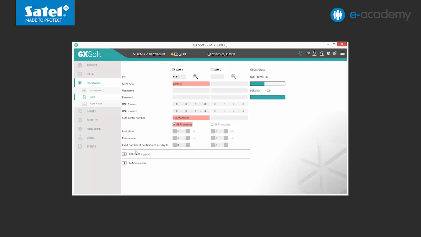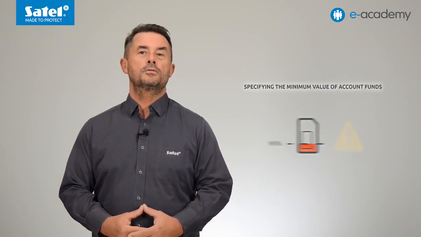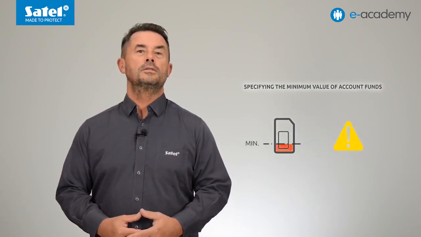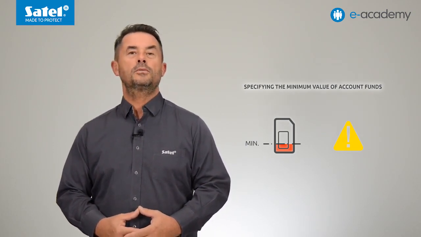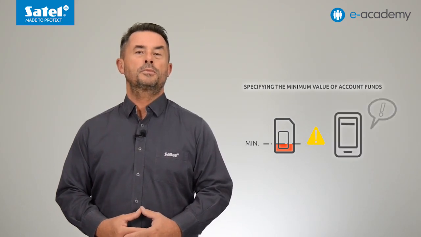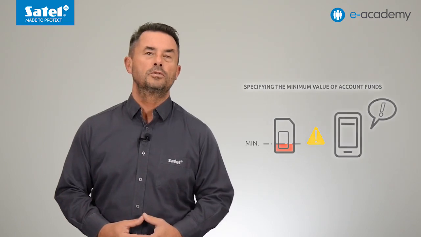Then open the prepaid support list and enter the USSD code to check the balance of your account. Also, specify the minimum balance on the SIM card account and how often the module is to automatically check the available balance. If the amount of funds available on the prepaid card's account falls below a certain limit, the device will report a trouble. In addition, if the module automatically checks the amount of funds and it turns out it is too low, information on the current account balance can be sent as an SMS message to the user's phone numbers stored in the module, if such an option has been programmed.